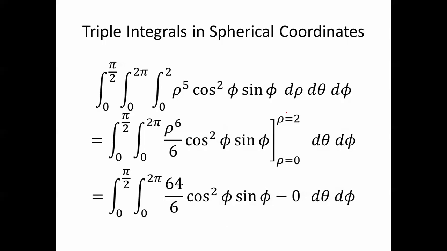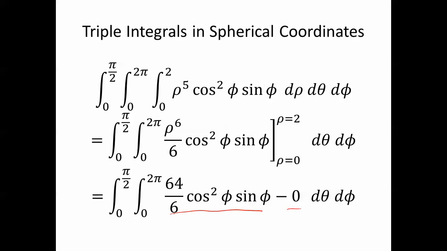Okay, so this is our triple integral. 0 to pi over 2, 0 to 2 pi, 0 to 2, rho to the fifth cosine squared phi sine phi d rho d theta d phi. Let's integrate this with respect to rho. We get rho to the sixth over 6 cosine squared phi sine phi as rho goes from 0 to 2. Plug in rho equals 2, we end up with this, because 2 to the 6th is 64. Plug in rho equals 0 and we get this.